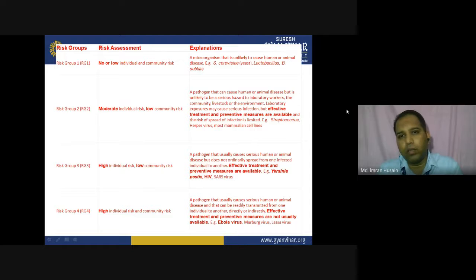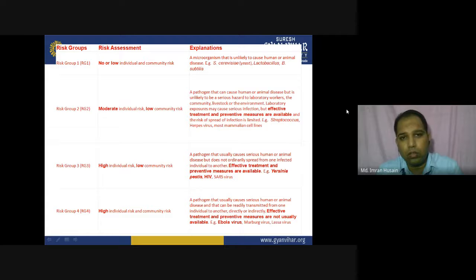Regarding that, first of all, you must make your concept clear about RG. The full form of RG is risk group. So it starts from risk group 1, 2, 3, and 4. So what is the meaning of RG and what does it really stand for? Like RG1 is no or low individual or community risk, a microorganism that is unlikely to cause human or animal disease.